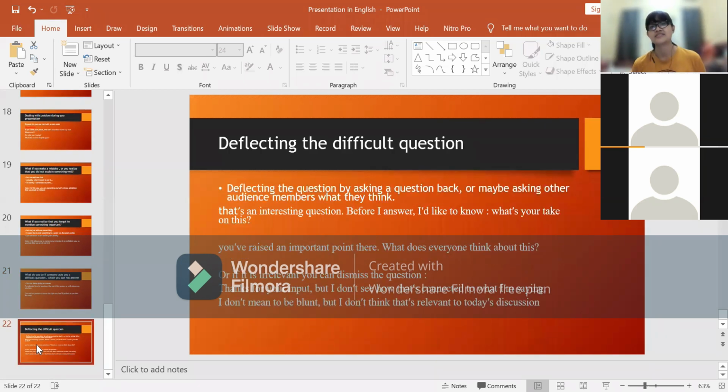And then the last, deflecting the difficult questions. Deflecting means that you question the audience back. You ask the audience, the other members, what they think. So this is how you react to difficult questions, and you can use this kind of example.